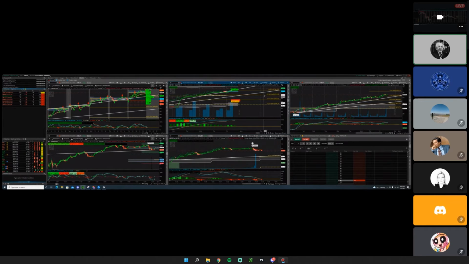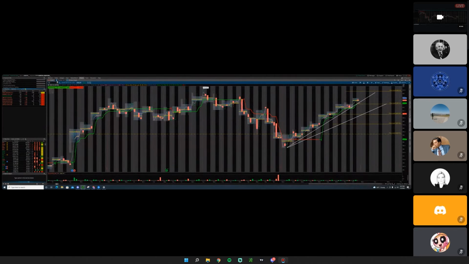So 412 to 404. If the 412 or daily pivot breaks tomorrow, then I would definitely get in some puts to the 405, 404 level. And then me personally, I would not take it till it breaks 421.6 or even all-time highs. Okay, let's look at that.